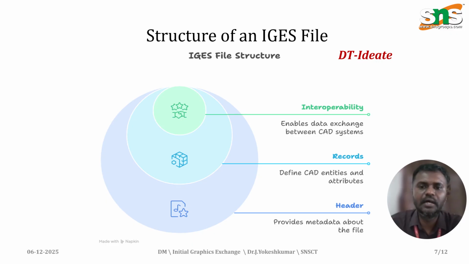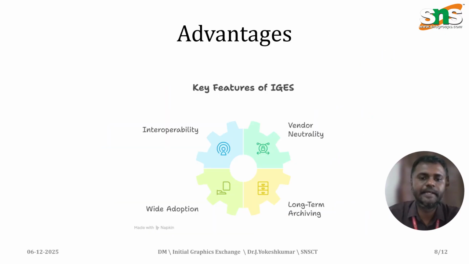The structure of the file provides interoperability, where we can enable data exchange between different CAD systems. We have records to define the CAD entities in terms of attributes, and we also have a header to deal with the metadata to store and retrieve the data.